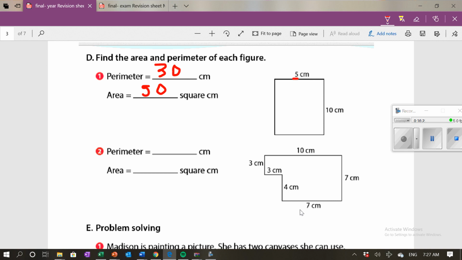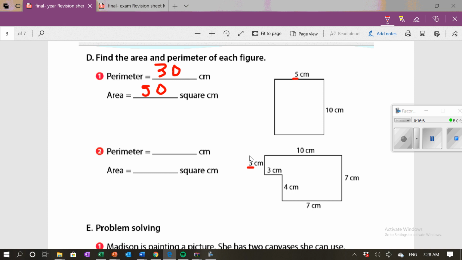Here, the perimeter is finding what? The length. Let's identify all the lengths here. Here is 3, here is 10, here is 7, here is 7, here is 4, and here is 3. Yes, all of the lengths are here. So it's about counting and adding all together. So when I'm adding, I will just put x.